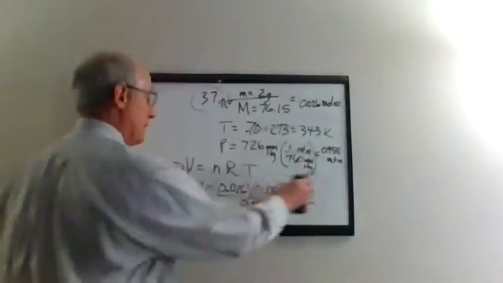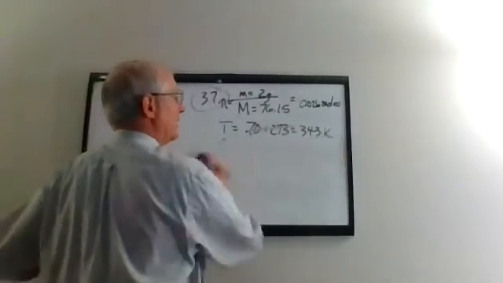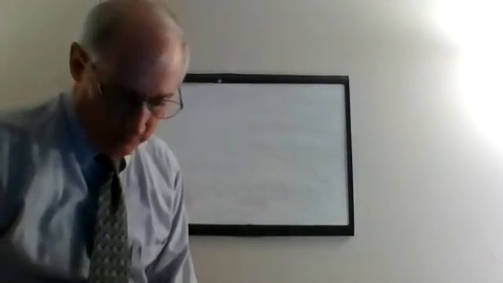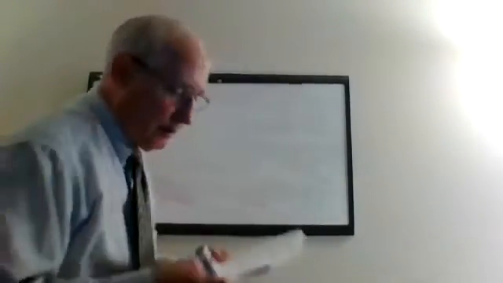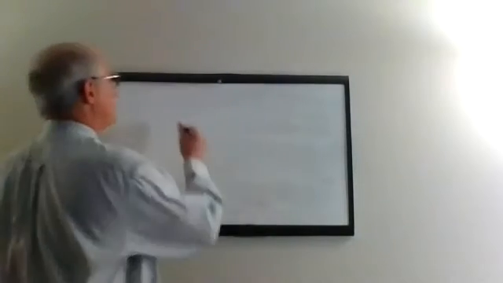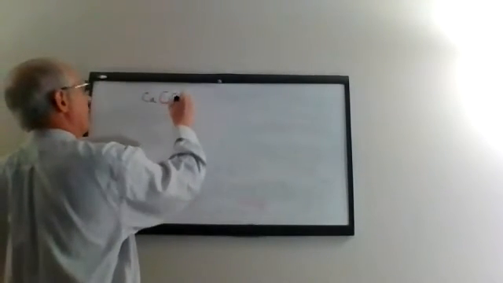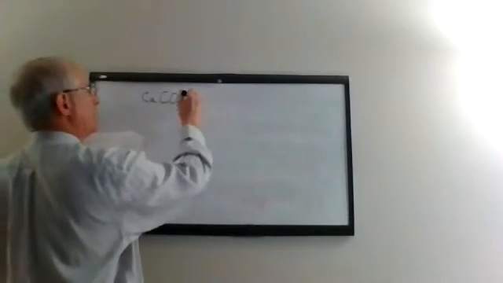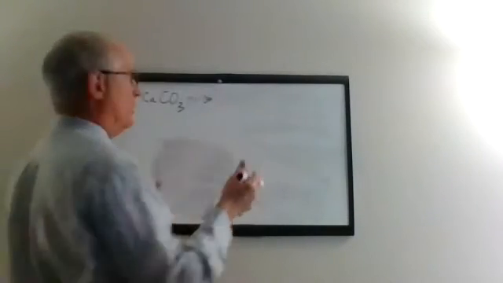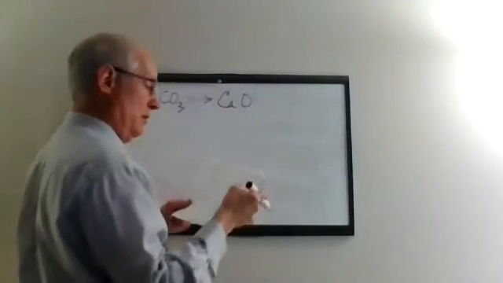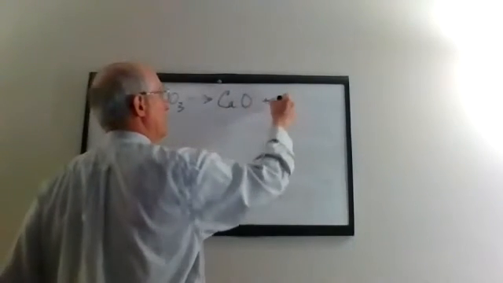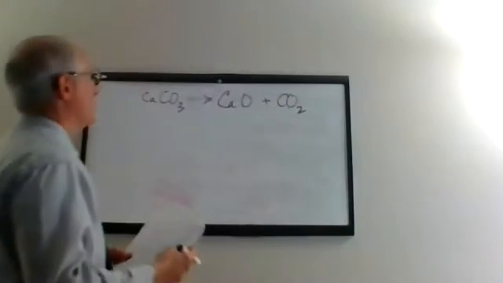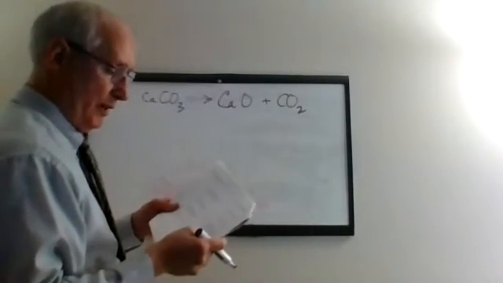The next one is number 38. Looks like an equation, but it isn't that hard. So don't panic. Here we go. We've got CaCO3 yields, it's decomposition, CaO and CO2. Okay. How many grams of calcium carbonate?